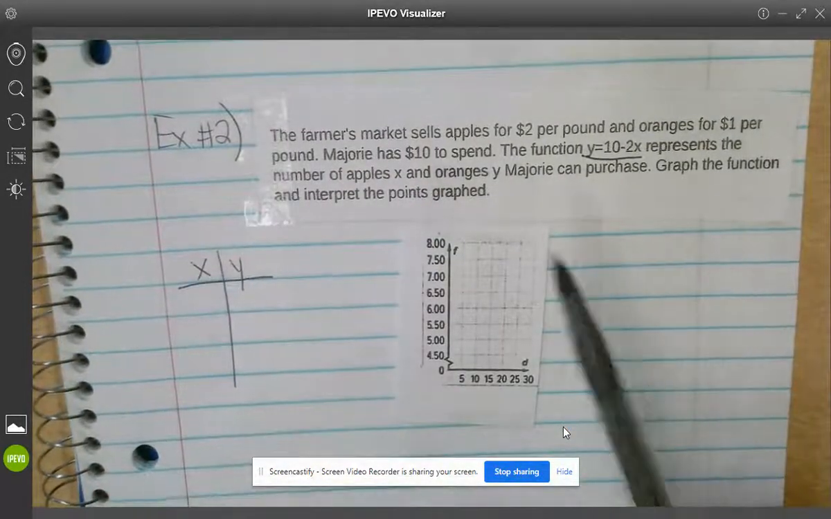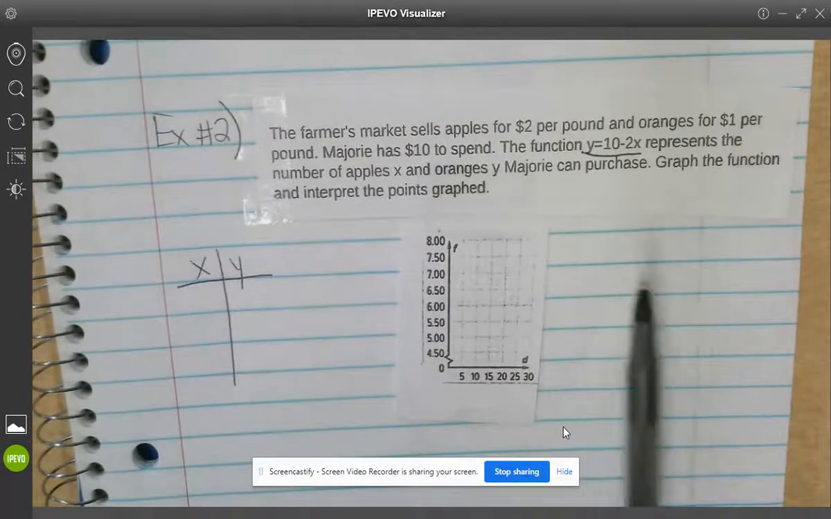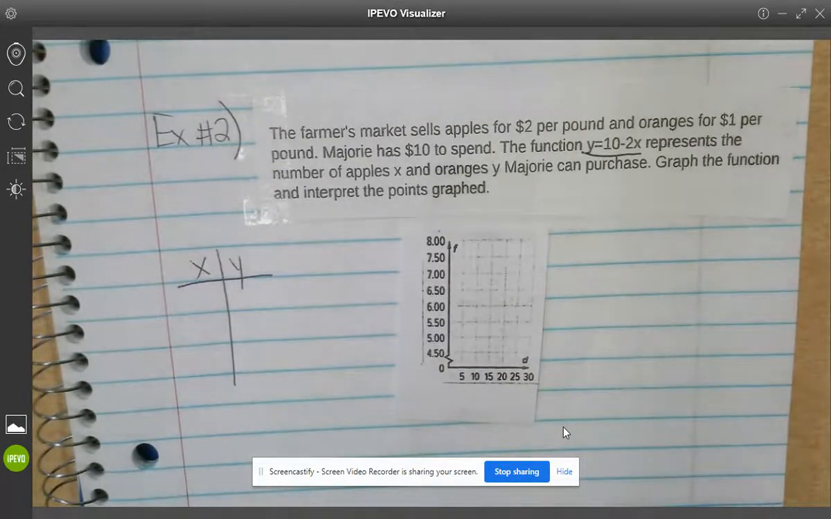Okay, the farmer's market sells apples for $2 per pound and oranges for $1 per pound. Marjorie has $10 to spend. The function y equals 10 minus 2x represents the number of apples x and oranges y Marjorie can purchase. Graph the function and interpret the points graphed.